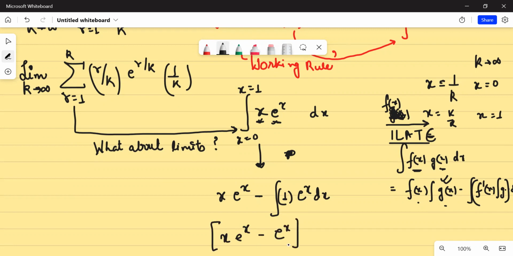From where to where? From 0 to 1. If you put 1 here, this will become e minus e. And if you put 0 here, it will become 0 minus e to the power 0. So your answer would come out as 1, because this will become 0, and 0 minus of minus 1 will become 1. Is that clear?